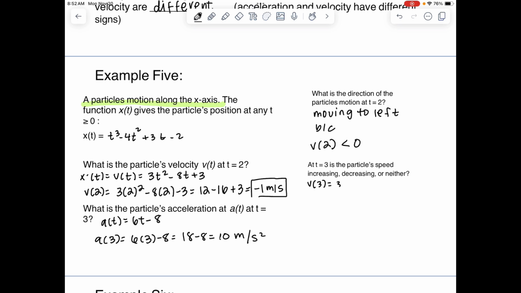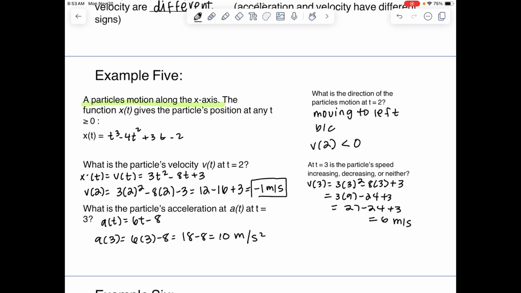So I'll do 3 times 3 squared minus 8 times 3 plus 3. That gives me 3 times 9 minus 24 plus 3. 18 minus 24 plus 3. We'll get there eventually. Wait. Sorry, wrong math. 3 times 9 is 27. So 27 minus 24 plus 3 equals 6. And so the velocity is 6 meters per second.